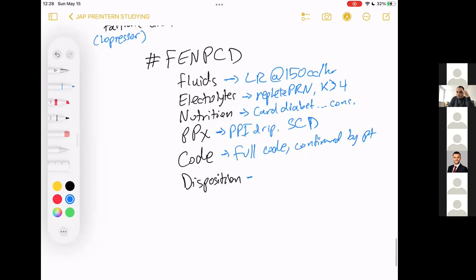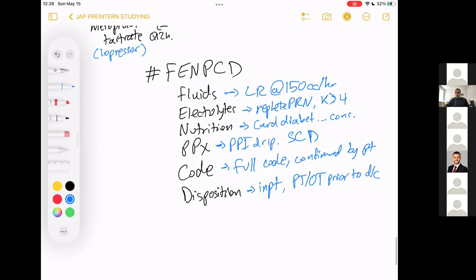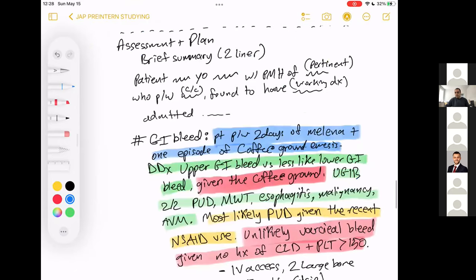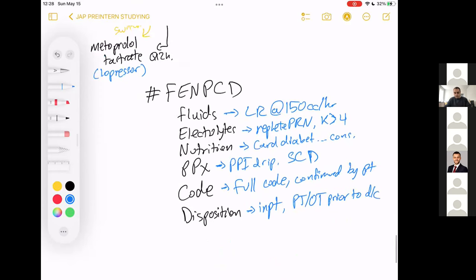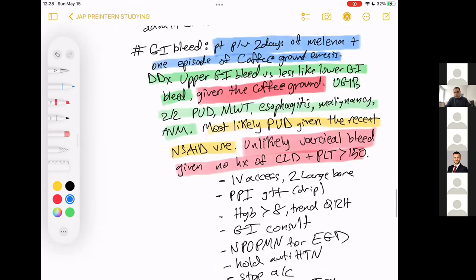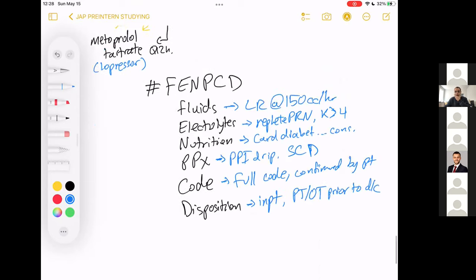And then finally, your disposition is going to be, where is the patient going? So the patient for now is going to be admitted as an inpatient, but pending PT/OT eval prior to discharge. Okay. And so once you write all this stuff, then you do have a full note that explains what you're doing for the patient. Okay. This is pretty much it. This is how you admit a patient in a nutshell.